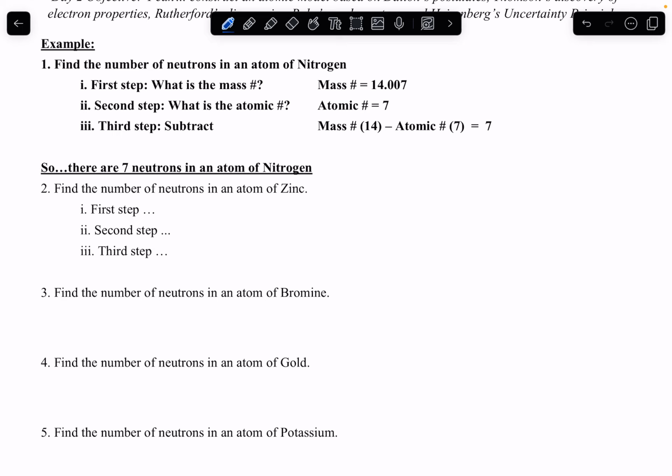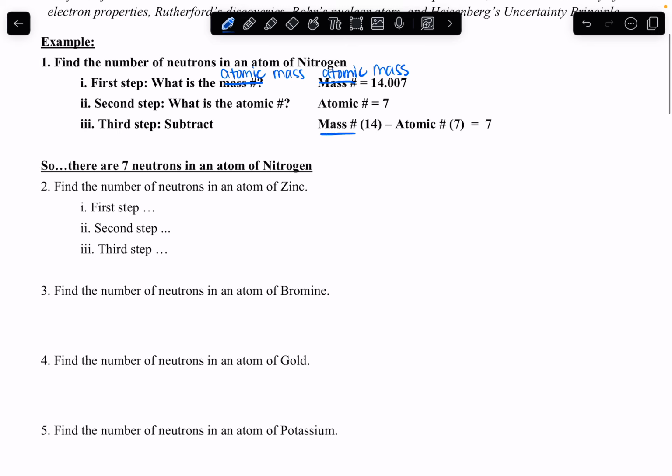All right, so the example that's given up here, it says first step, what is your mass number? Really, this should be the atomic mass. So my atomic mass is 14.007. Whenever you round it, then it becomes the mass number. Okay, so my atomic number then is 7. And then to find the number of neutrons, because that's what I'm looking for, it says find the number of neutrons up here. You take your mass number, 14, minus my atomic number, 7, and that gives me 7.